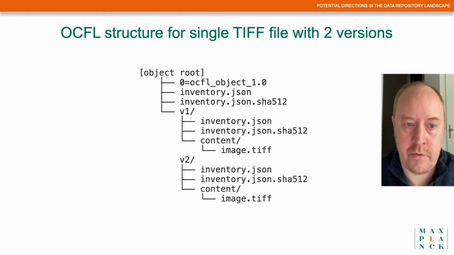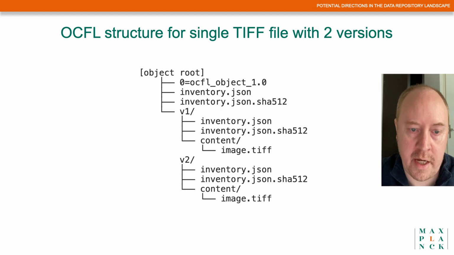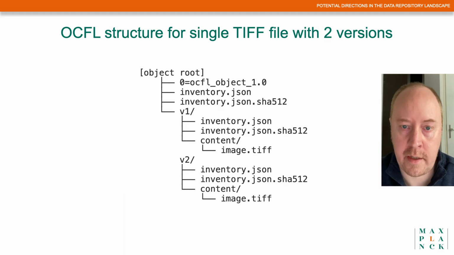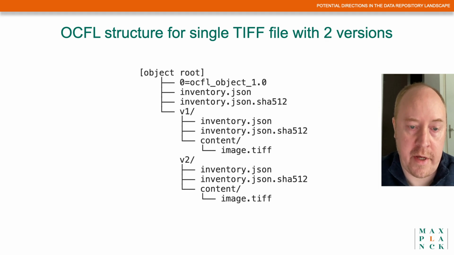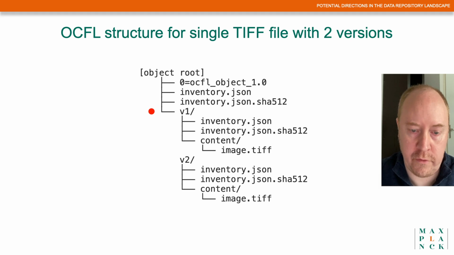Now, I don't want to go too much into details, but just as an example of what such an OCFL structure on disk may look like in case, for example, of a TIFF image with 2 versions. You have a root directory for the object, then there is a file, the file name of which specifies which version of the OCFL specification was used for storing this object. The inventory I will come back to in a moment, and then for each version of the file there is a folder, so version 1, version 2.